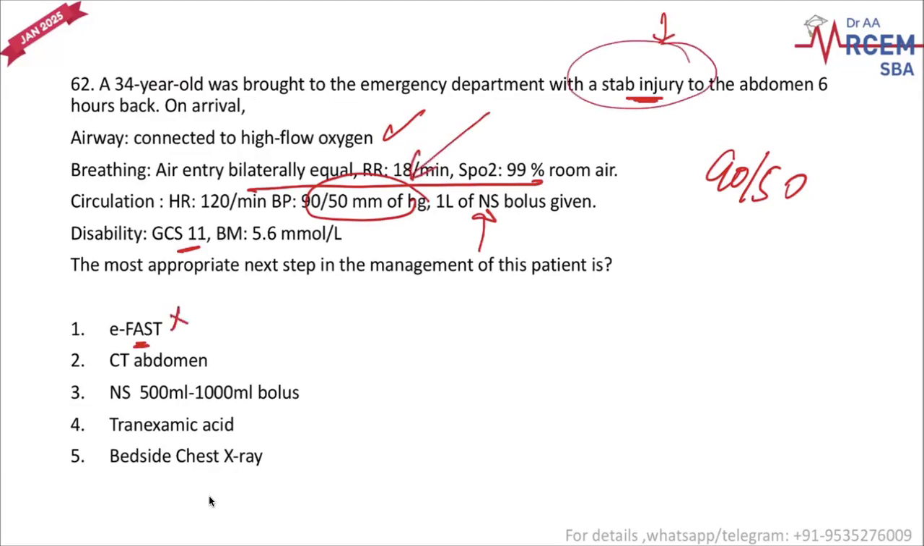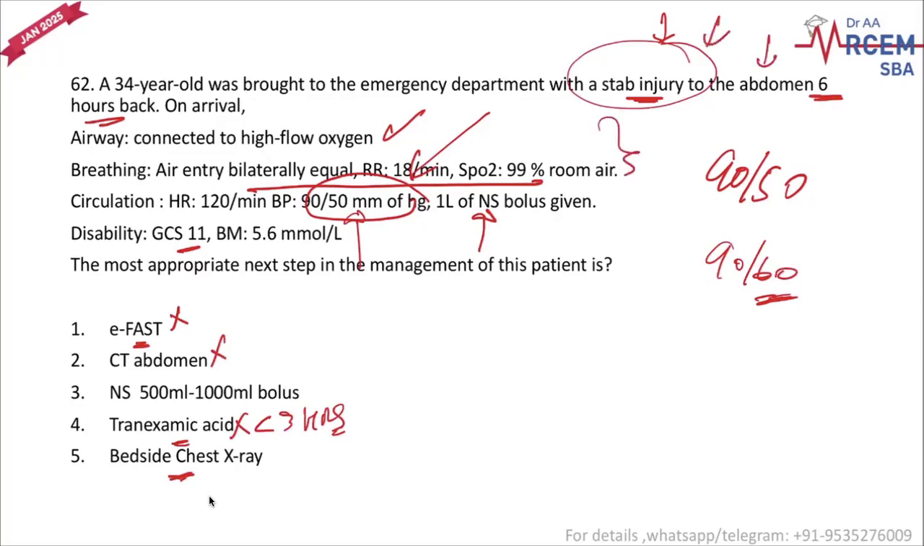CT abdomen, I cannot get it done because the blood pressure is 90/50, not 90/60. 90/60 is the normal or okay blood pressure. Tranexamic acid, we give it if the incident is less than 3 hours. It's been 6 hours, so no tranexamic acid. Bedside chest X-ray, we're not thinking anything is wrong in the chest. The stab injury is to the abdomen, so a bedside chest X-ray will not be helpful in these circumstances.